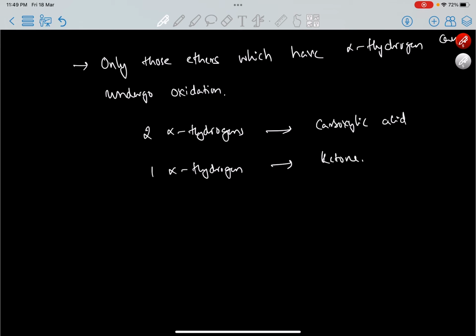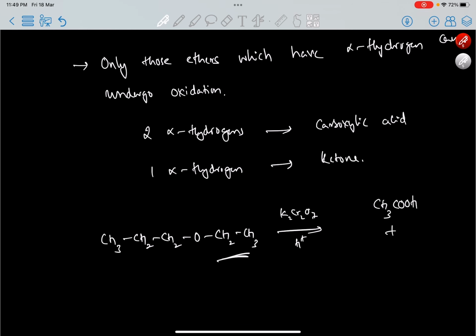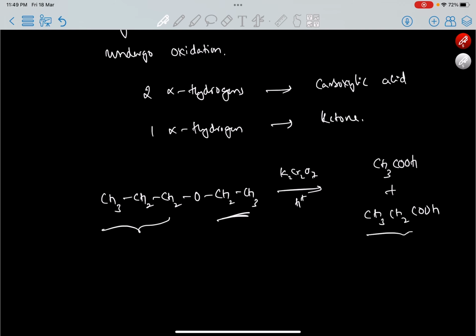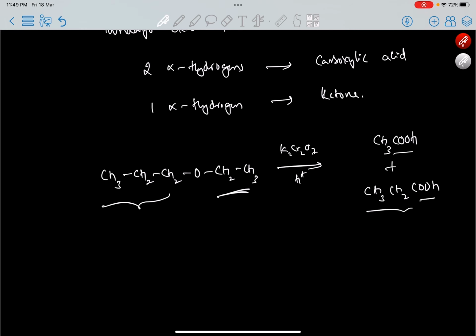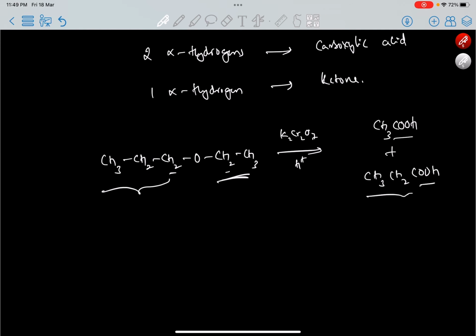Let me demonstrate with an example. For example, if we have this unsymmetrical ether, when it undergoes oxidation in the presence of acidic medium, what do we get? We get CH3COOH from this side chain, and CH3CH2COOH. From this alkyl chain we get this acid. I'm getting carboxylic acids because I have two alpha hydrogens on the alpha carbon.